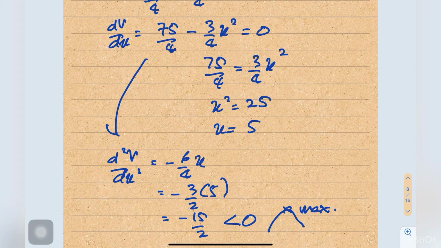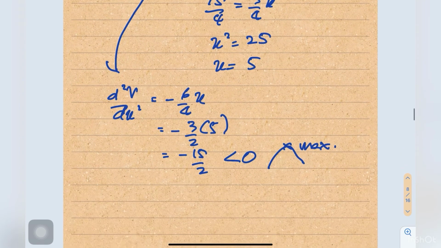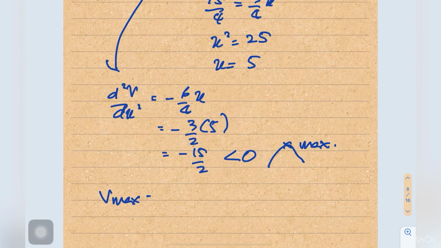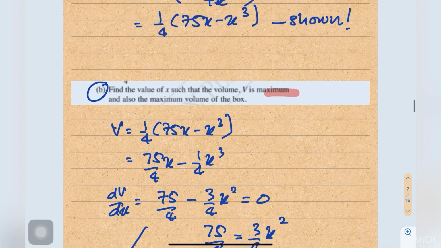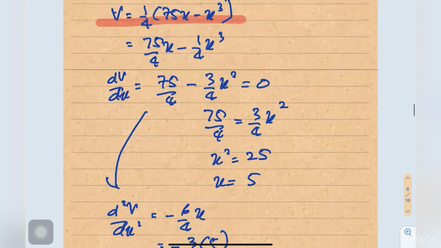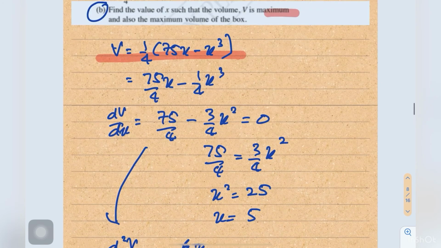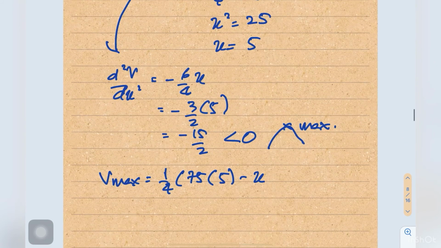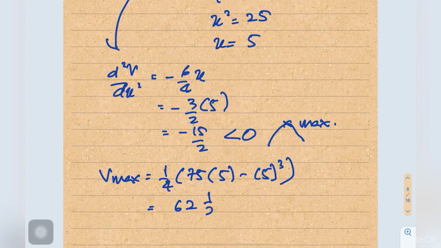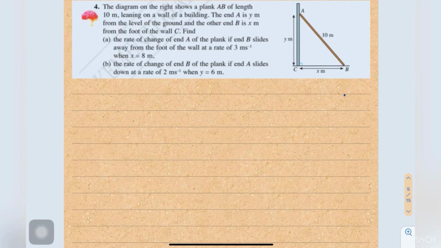For the value of the maximum volume, we substitute x into V. Just now this is V, 1/4 (75x minus x cubed), x is 5, minus 5 cubed, which equals 62 1/2.